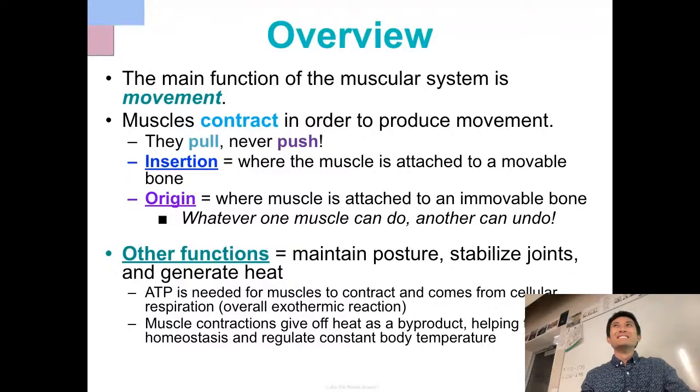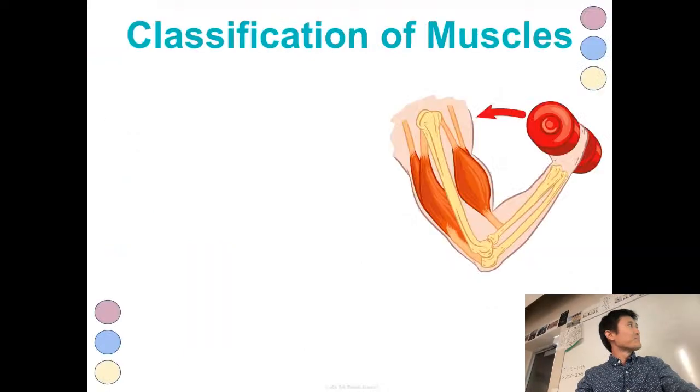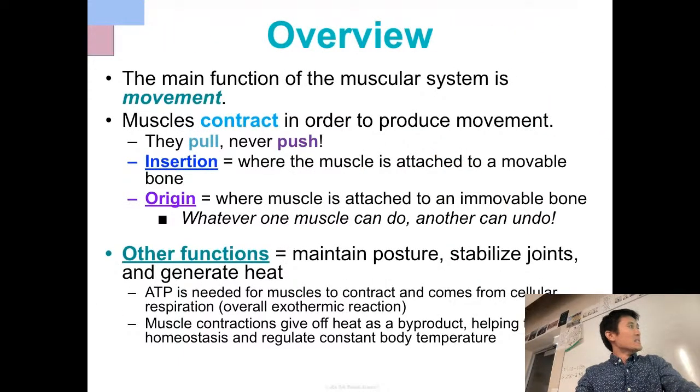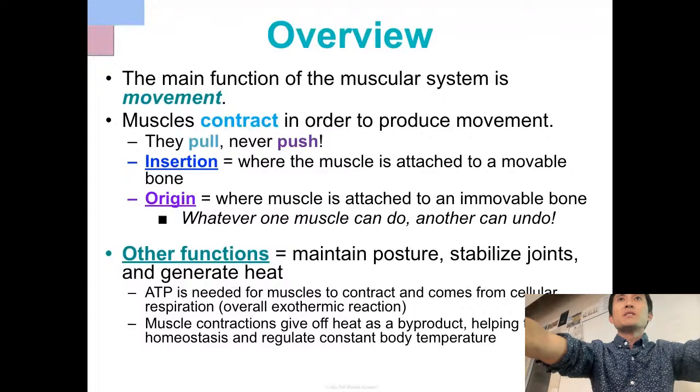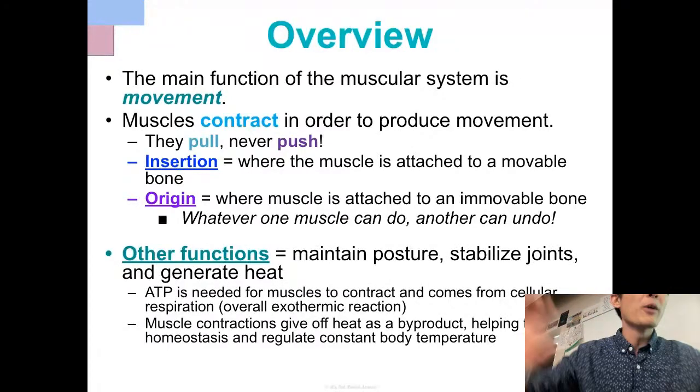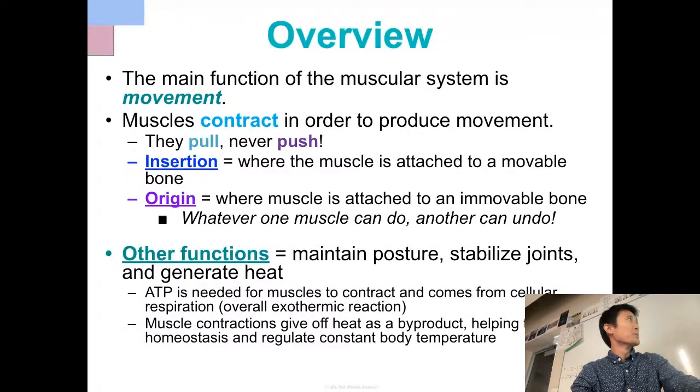We already did insertion and origin. This is a continuation of that. We're going to go over this more second quarter, but muscles always pull. You can think of muscles and tendons kind of like rubber bands. They always pull things. Muscles never push. Although you can do a pushing motion, when you do, there are muscles that are pulling to help you do that motion. But they always pull.